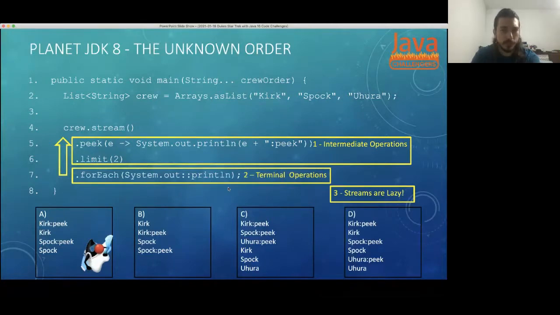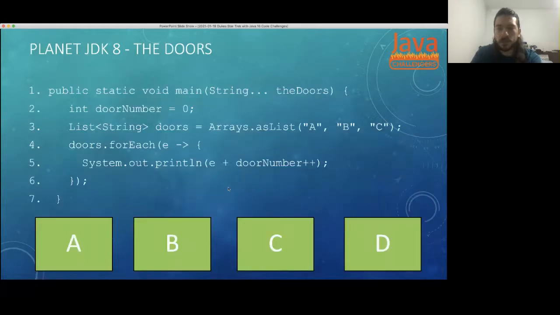Okay, so as you can see, the peek method is invoked first, and then inside the forEach, we are using method references, which is basically just printing each element from the crew. So method reference is only a syntax trick, syntax sugar. So that's it for this challenge. Let's go to the next one.